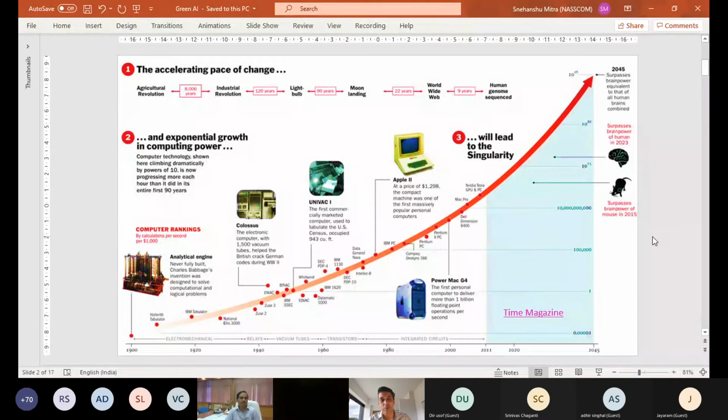But the thing that I would draw your attention towards is the exponential growth in computing power, where it is alleged that, as we stand now, every hour we are processing and progressing more than what we did in the first 90 years of data capture and processing. That's a fascinating statement. Whether we reach that concept of singularity remains to be seen, but if available indications are to be adhered to, we are definitely on that trajectory.